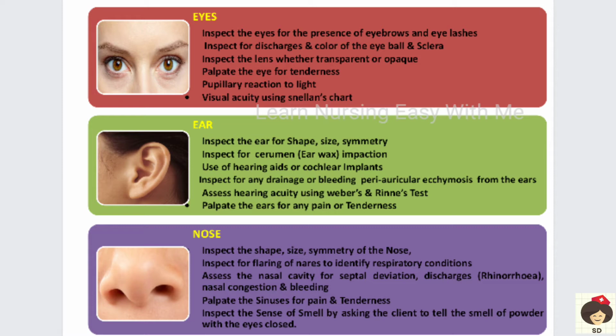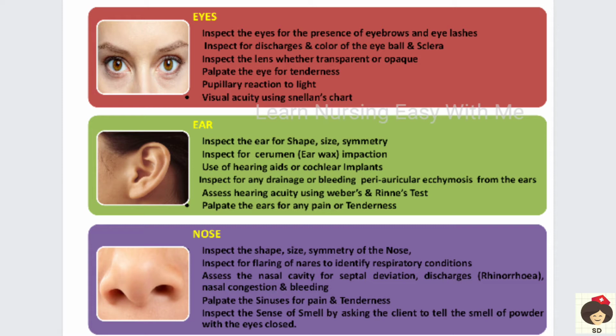Next is ears. So again in ear: shape, size, symmetry. Some patients will have different shapes, and size may be small in case of congenital deformity, and some will have changes in the symmetry. This also happens in conditions like Down syndrome, where the symmetry of the ear will change, okay. So you have to check. And for cerumen impaction also you can identify.